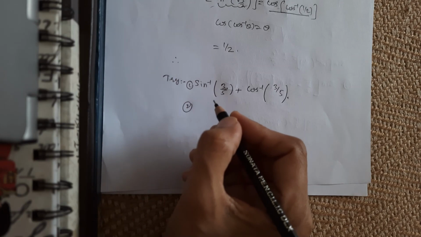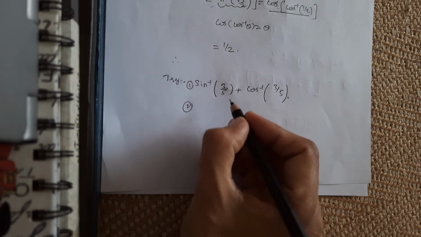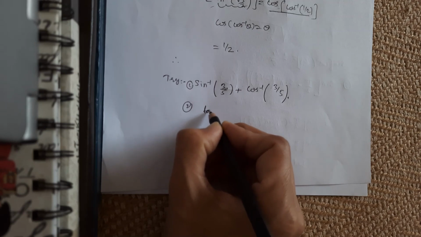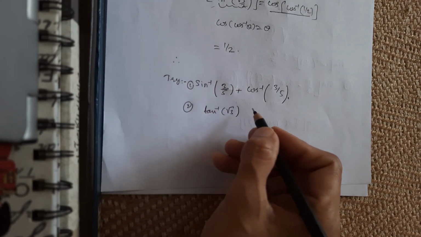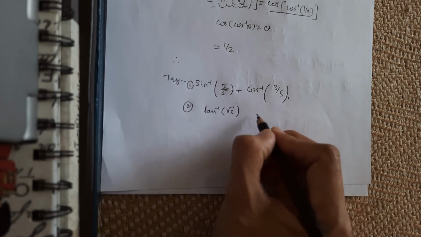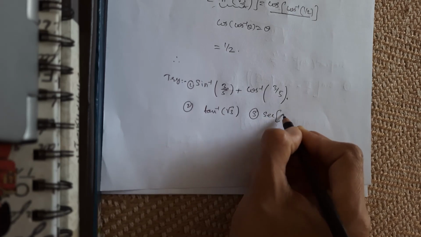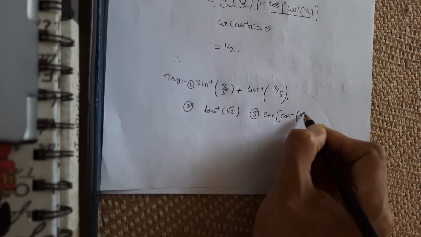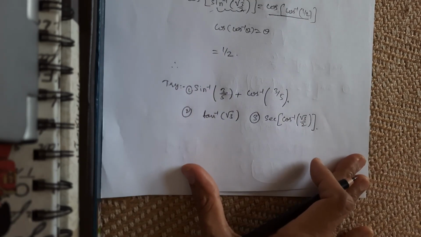One more value I want you to find out is the value of tan inverse of root 3. Then find out the value of sec of cos inverse of root 3 by 2. Okay, so just try these 3 examples.